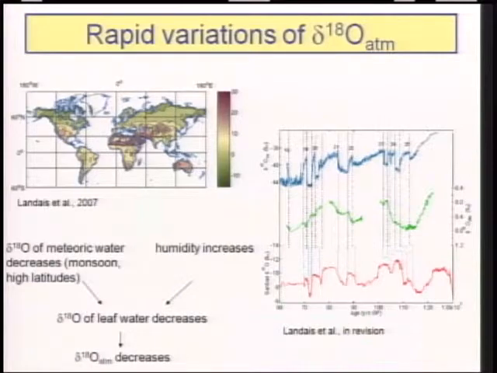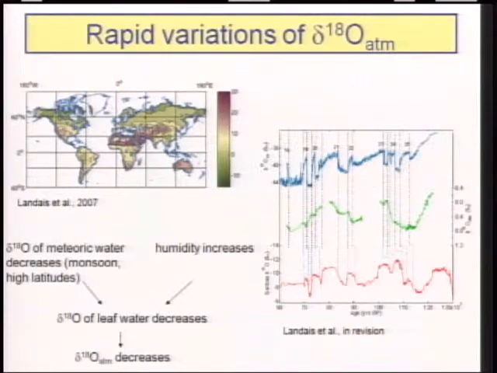Here you have a map for present day. It will vary a lot because of change in the meteoric water delta weighting and change in humidity. So mainly it will decrease toward the high latitude. And what we will record in the atmospheric delta weighting is, of course, an integration of all that, but an integration that will be mainly driven by what happened in the low latitude of the northern hemisphere, because that's the region where we have the maximum biosphere productivity.